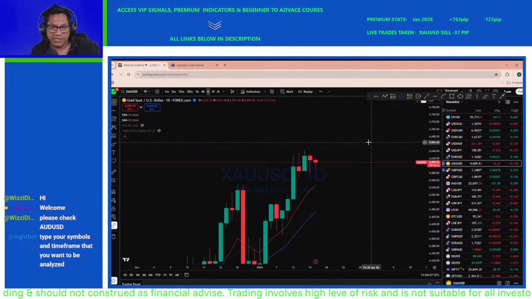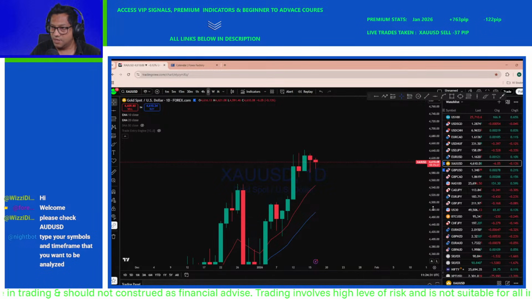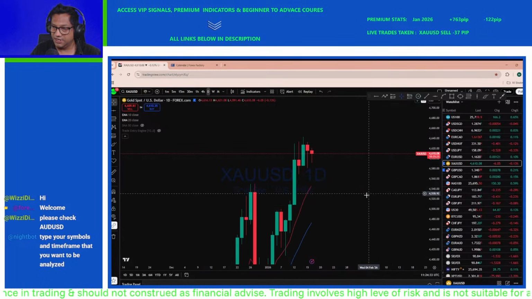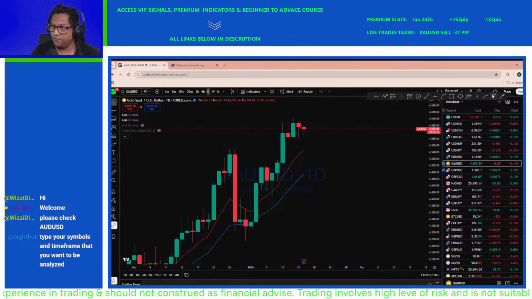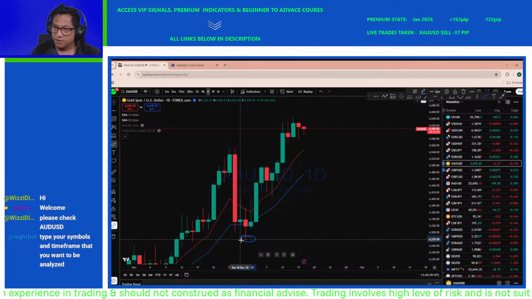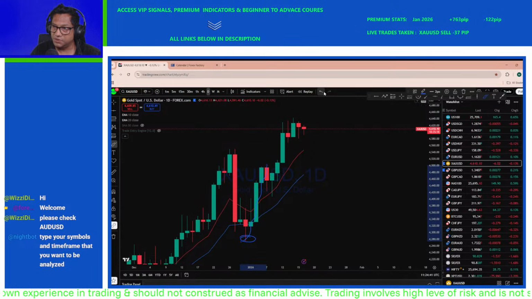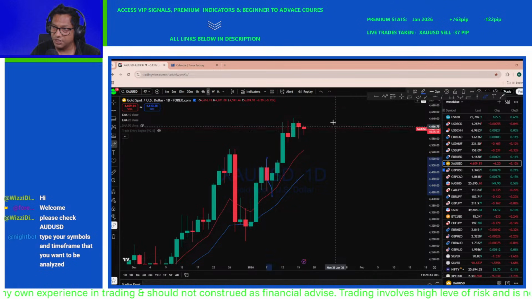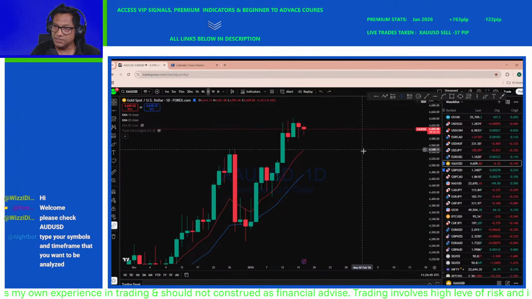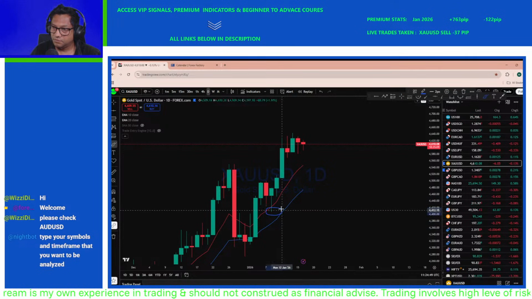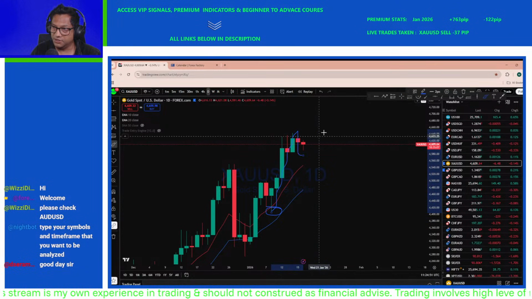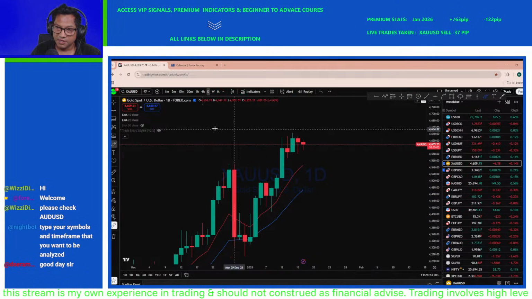Now looking at the daily price action on gold, we can see this daily market is quite significantly bullish starting from here. This is an impulse to the upside on the daily, followed by this correction. And we can see there is another impulse back to the upside here, followed by this deeper correction in this market.